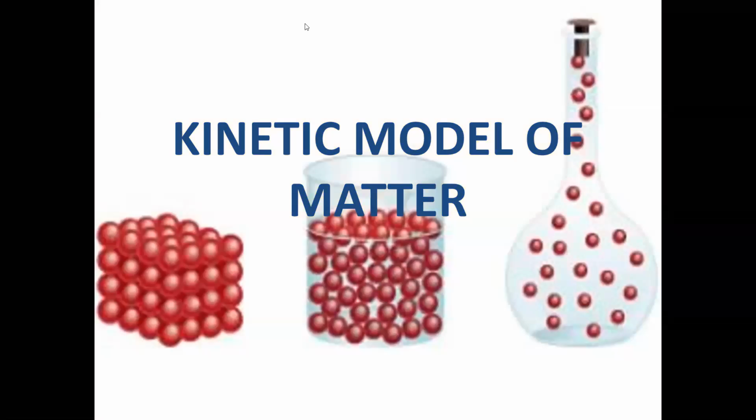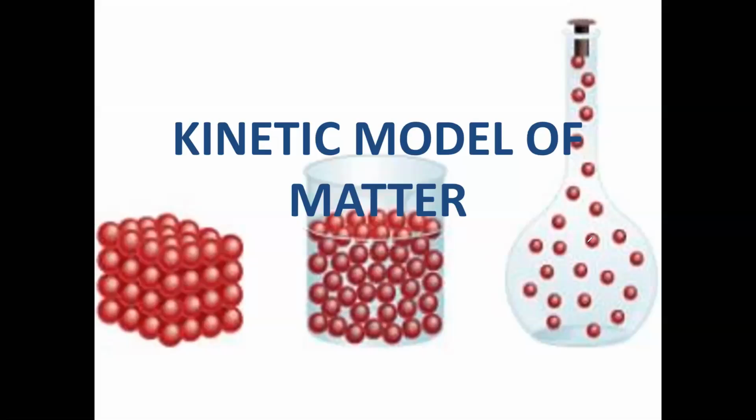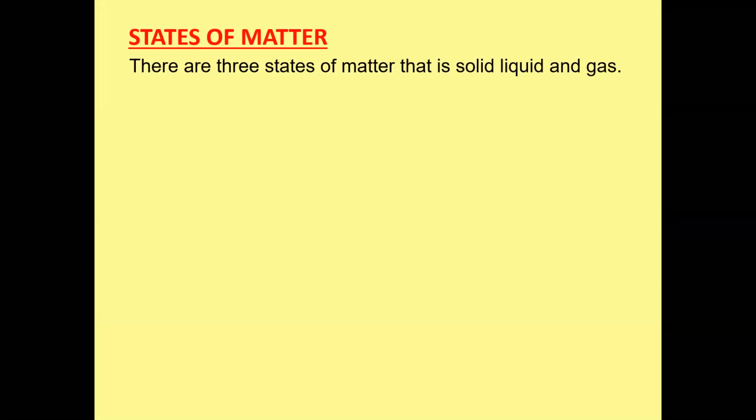So we'll discuss. In a solid, you can see the particles are tightly packed together. In the liquid state, the particles can move around each other, and in gases, the particles are far away from each other, so they can move randomly, and there is very weak force between the particles. So first you will learn about the properties of the states of matter: solid, liquid and gas.